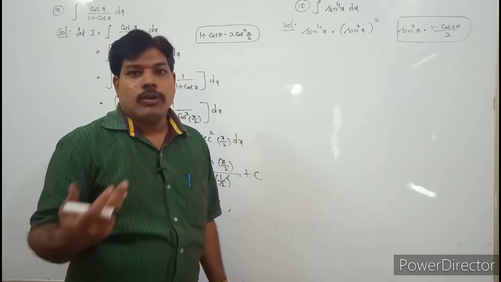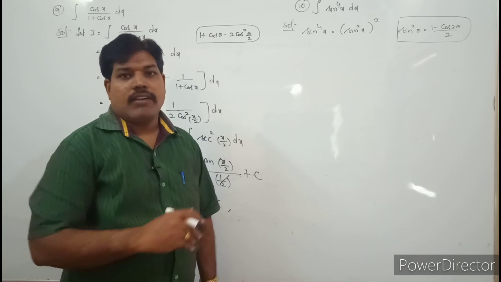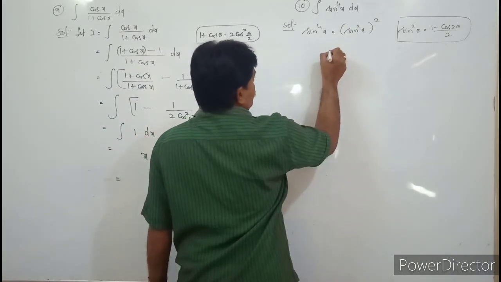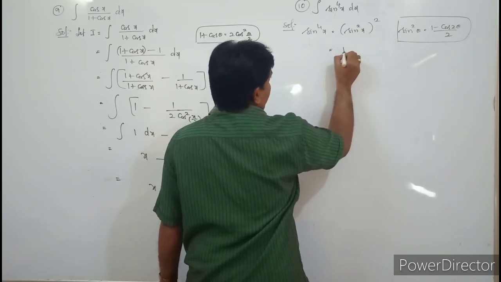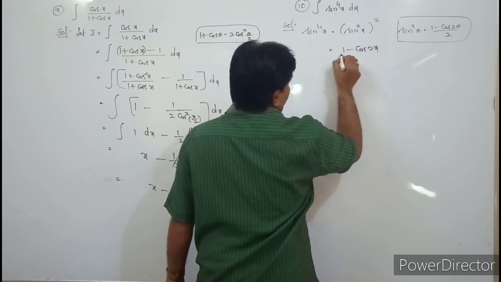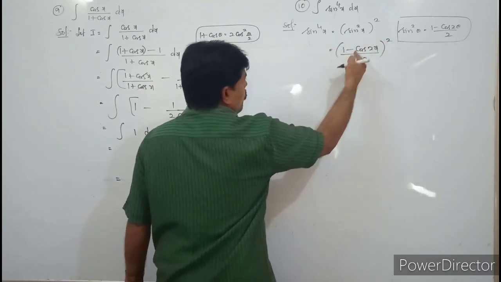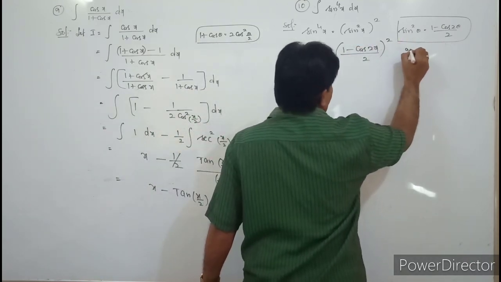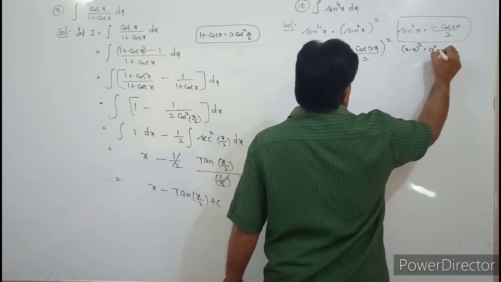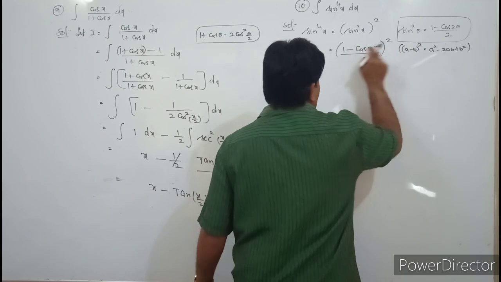You have to read those formulas a number of times, then you can understand how to apply the formulas in the problems. Okay, so sine square x whole square. Sine square x you can write as 1 minus cos 2x by 2 whole square. So in the numerator it is in the form of a minus b whole square. What is a minus b whole square? A square minus 2ab plus b square. Apply this formula here.